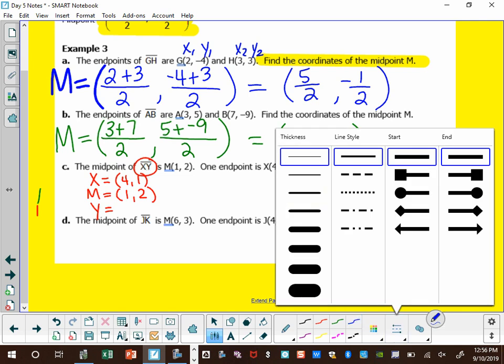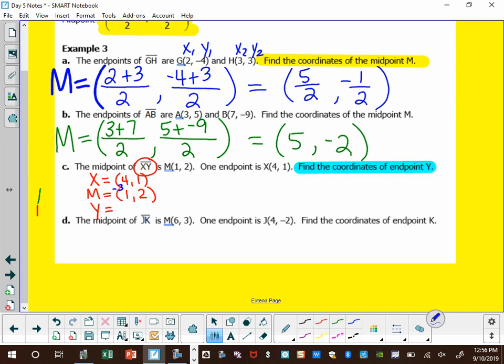Look at your X values, all right? We're just looking straight up and down here. The X value for my X point is 4. The X value for my midpoint is 1. How do I get from 4 to 1? Think about a number line. You're doing what? Subtract 3. Yeah, we're going to subtract 3.